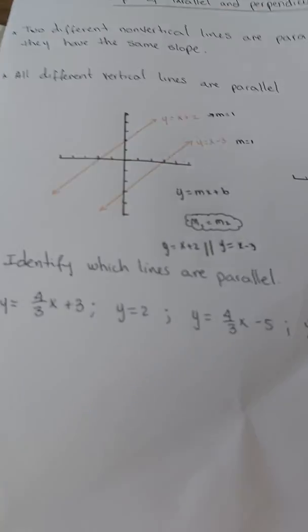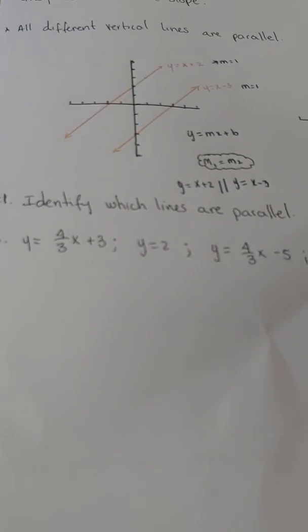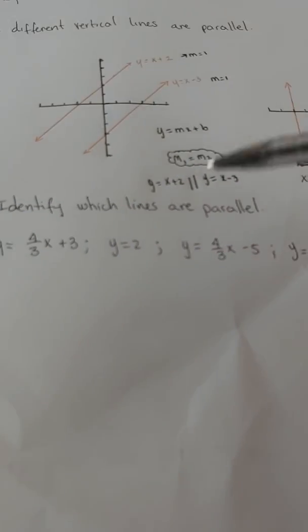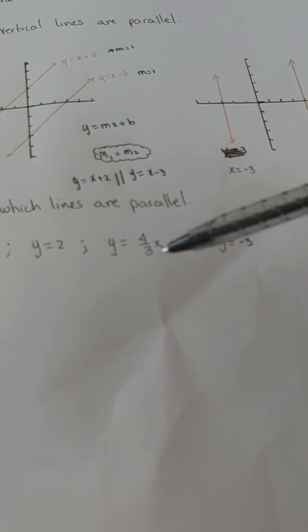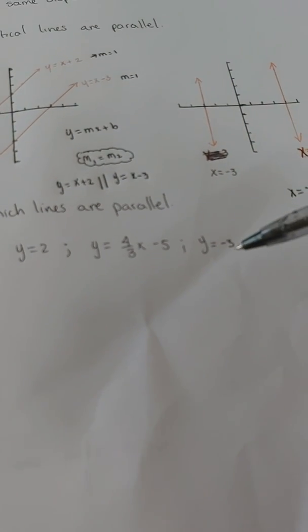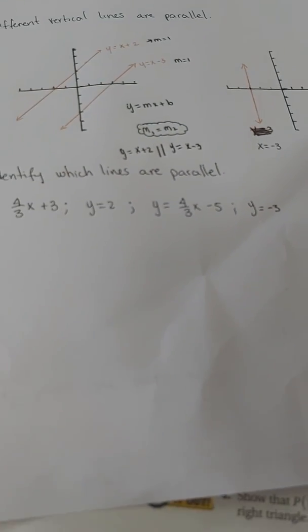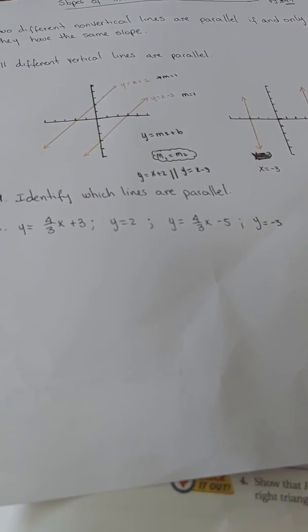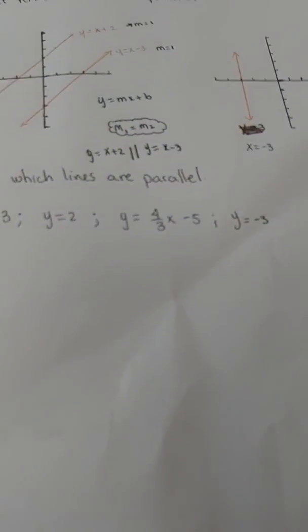So if we look at example 1, it says identify which lines are parallel. And we have 4 lines in here. We have y equals 4/3 x plus 3, y equals 2, y equals 4/3 x minus 5, and y equals negative 3. Okay, so we have four lines, four linear equations. Now, we have to identify which lines are parallel.